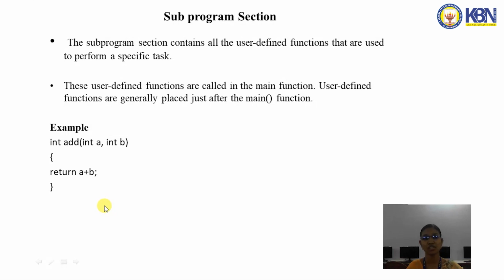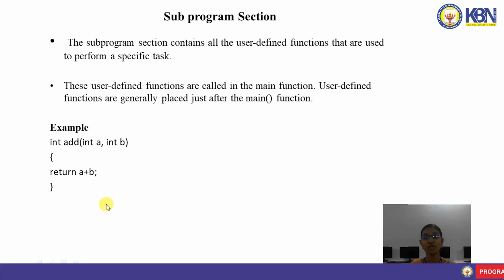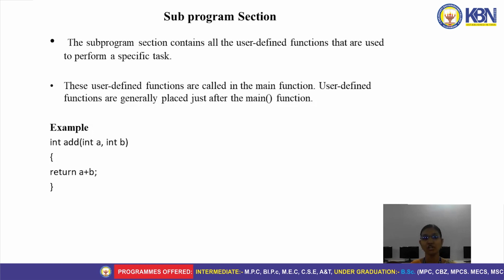Next, subprogram section. This subprogram section contains all the user defined functions that are used to perform a specific task. Subprogram means we are using the user defined functions only, and the user defined functions are called in the main function. These user defined functions are placed just after the main function. Let us see the example. Here add is the user defined function. In the add function we are declaring the variables int a, int b. We are performing return a plus b. We are adding two numbers.